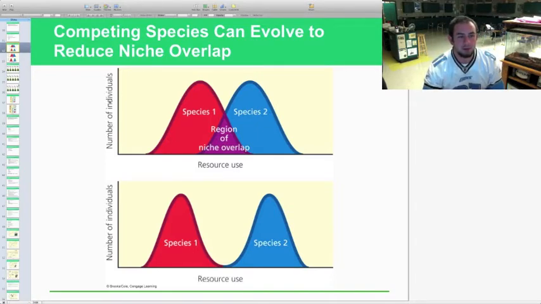And so this is the number of individuals, obviously species 1, species 2, and this is a region of niche overlap, which is kind of substantial. This would be an example of resource partitioning, where species 1 is using that resource, and so is species 2, just in different ways. And that's what we're going to look at today.